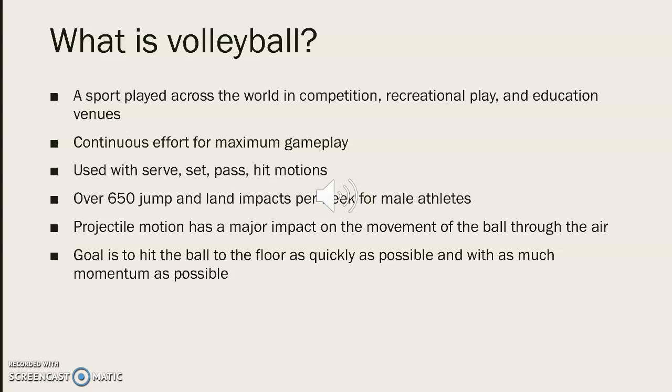What is volleyball? A sport played across the world in competition, recreational play, and education venues. Continuous effort for maximum gameplay is needed. It's used with serve, set, hit, and pass motions. Over 650 jump and land impacts per week for male athletes. Projectile motion has a major impact on the movement of the ball through the air. The goal is to hit the ball to the floor as quickly as possible and with as much momentum as possible.